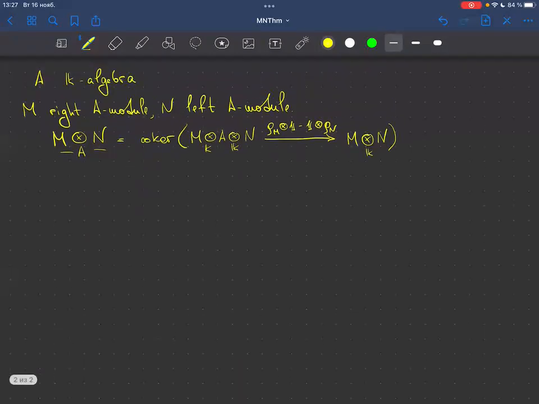Yeah, I guess it is right. So taking the tensor product over A is a right exact functor, and it has derived functors, which are called Tor over A, with the right index.